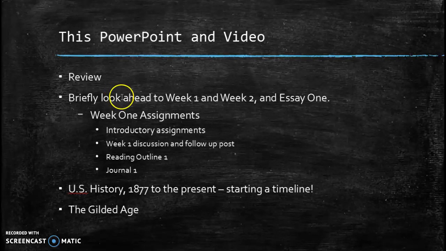So, just to briefly let you know about week 1, you have your introductory assignments due this week. Then you have 3 week 1 assignments: a discussion board posting and a follow-up post, reading outline 1, and journal 1. So what I'm going to just do right now is go over to the Canvas page to show you that, and then I'll also show you that essay 1.